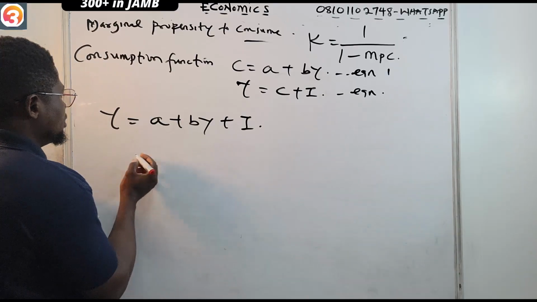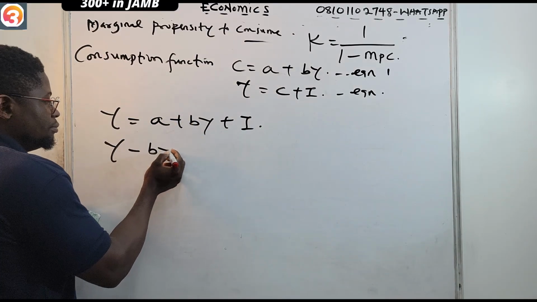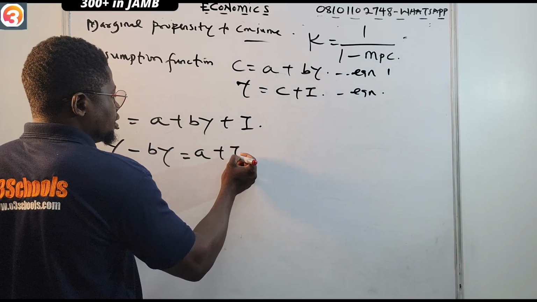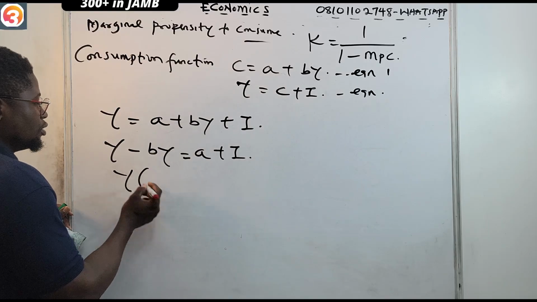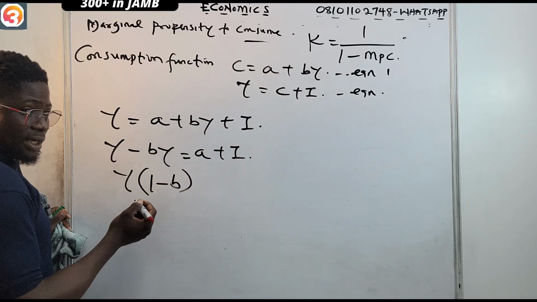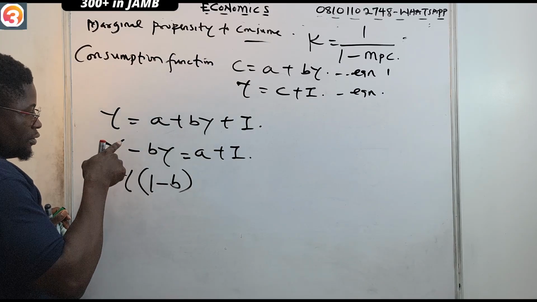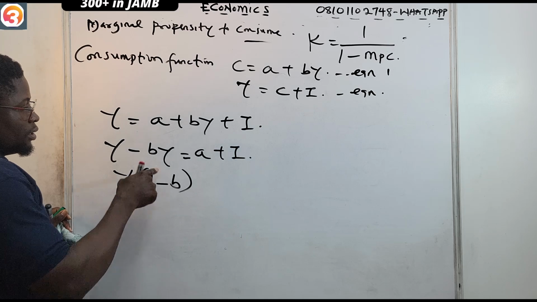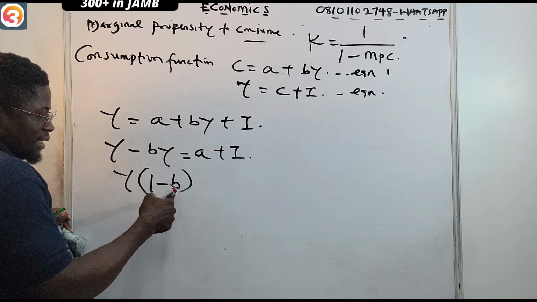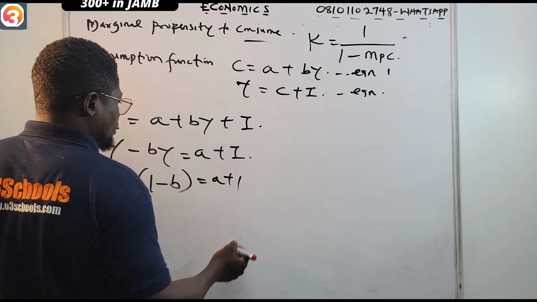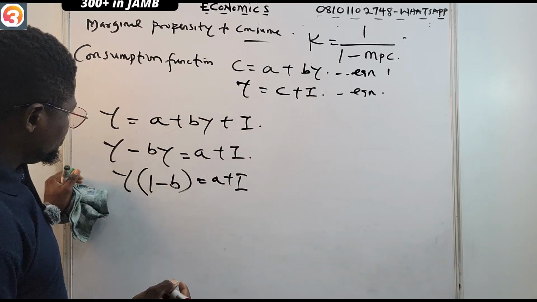Now we can collect like terms. Let this BY come this way, so that Y minus BY is equal to A plus I. We can factorize and bring out Y, so Y times 1 minus B. Y divided by Y is 1, and BY divided by Y is B, so minus B. It is equal to A plus I, not 1, it's I. It's investment.